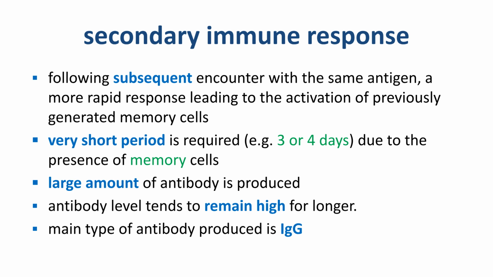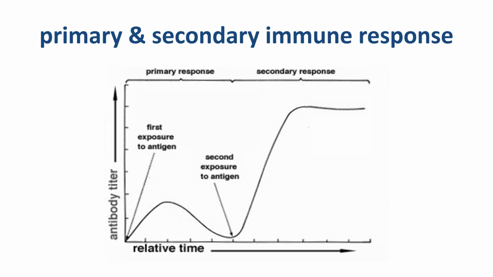Memory B cells have undergone class switching, producing IgG subtypes that provide better tissue penetration, cross the placenta, and have longer half-lives than IgM. This explains why Sarah didn't develop chickenpox symptoms during her second exposure, and why vaccines provide long-lasting protection. This graph illustrates the quantitative differences between primary and secondary immune responses over time.